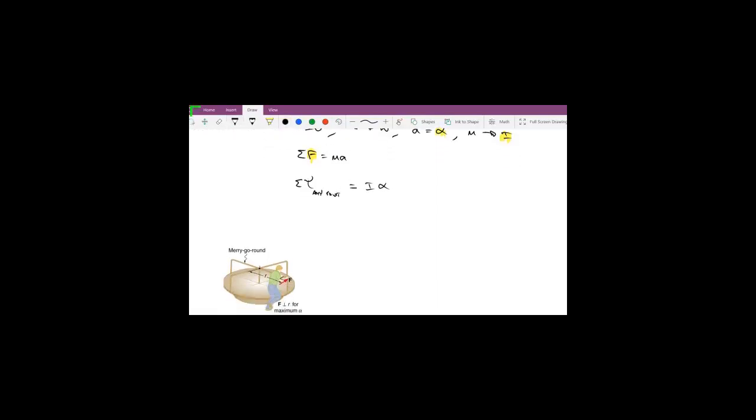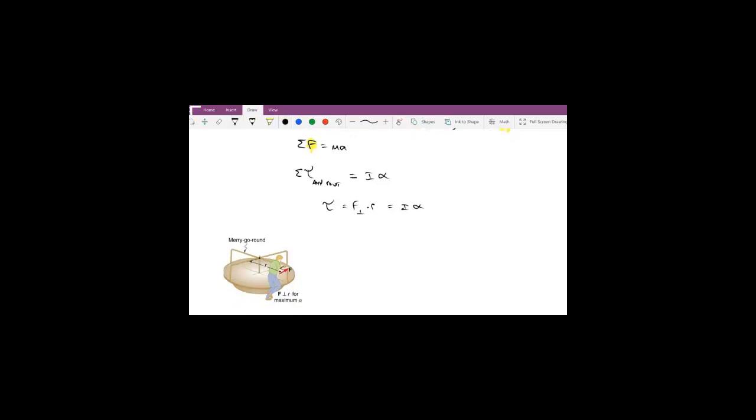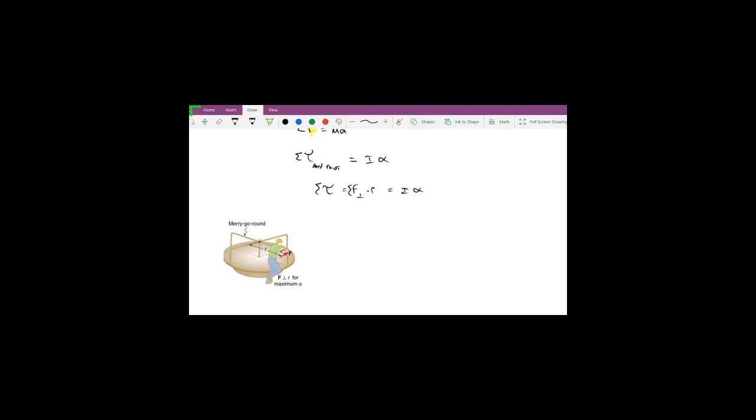If you remember that torque is equal to the perpendicular force times the moment arm, then we can say that the perpendicular force times the moment arm, or the lever arm, is equal to the rotational inertia times the angular acceleration. And it's really the net torque. So this should be the sum of all of these perpendicular forces times their moment arm. So this is just Newton's second law for rotation.